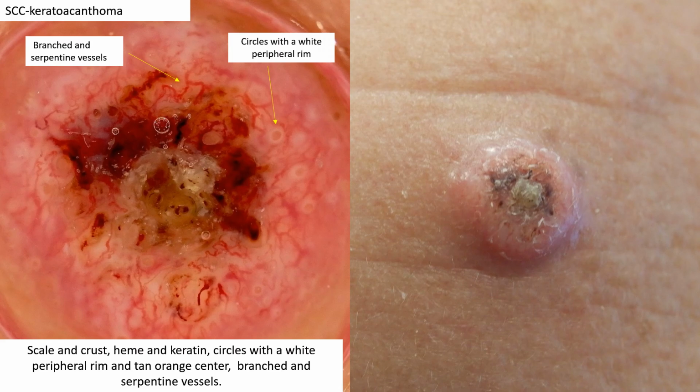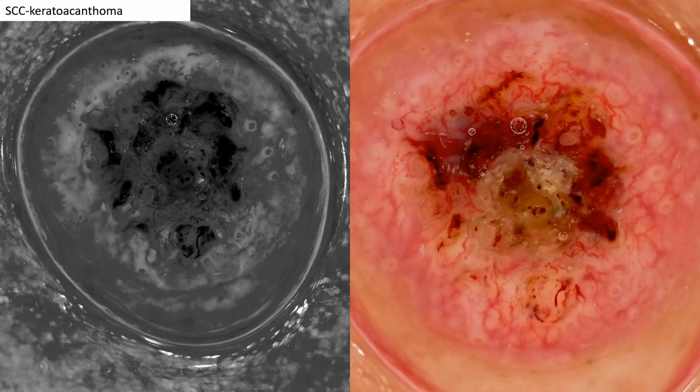A different pattern for this squamous cell carcinoma, we see circles with a white peripheral rim, which is characteristic of keratin pearls. We see both branched and serpentine vessels. We have heme and keratin. This is the pattern seen in the near ultraviolet light.